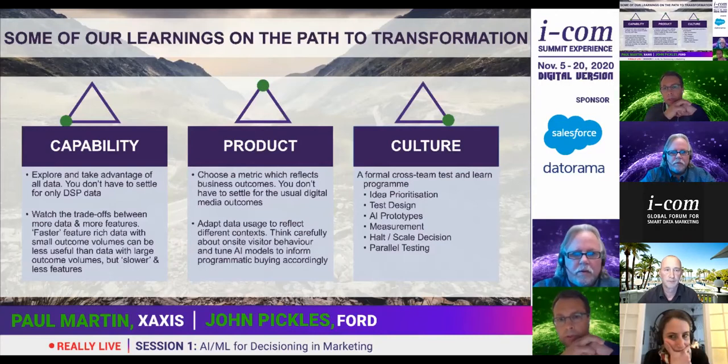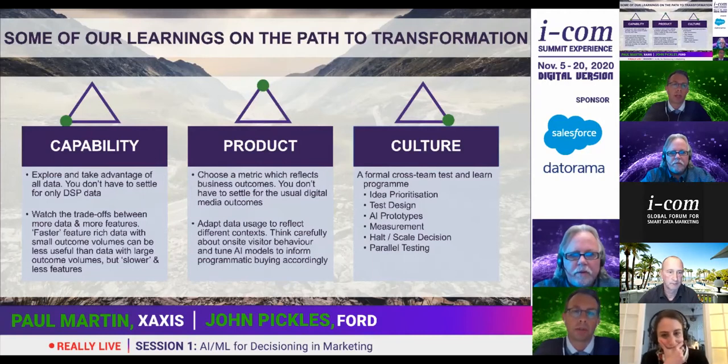So if you take a look at just a very few learnings across those 3 dimensions, from a capability perspective, make sure you explore and exploit all of the types of data that sit across your organization. In our case, we were mainly using DSP data in the past. You don't just have to use DSP data, look for something else. Watch out for the trade-offs between more data or data with more features. Sometimes, feature-rich data with smaller outcomes can be less useful than data with large outcome volumes, but maybe less feature rich.